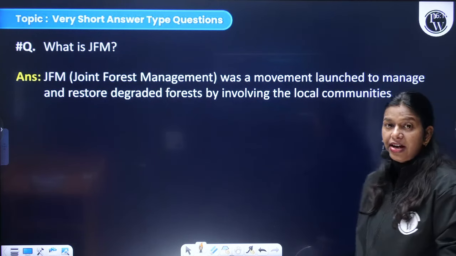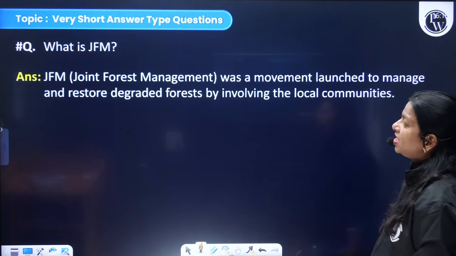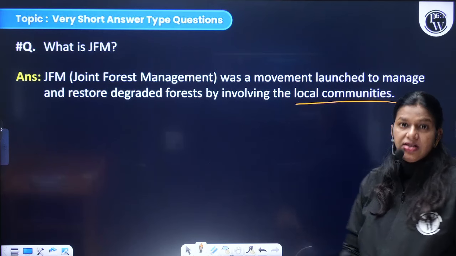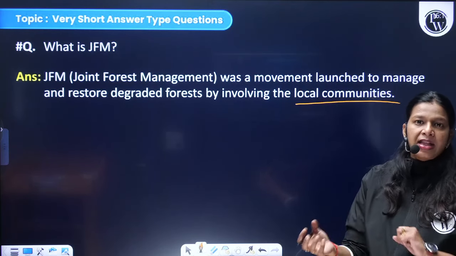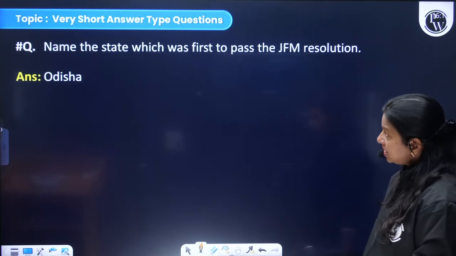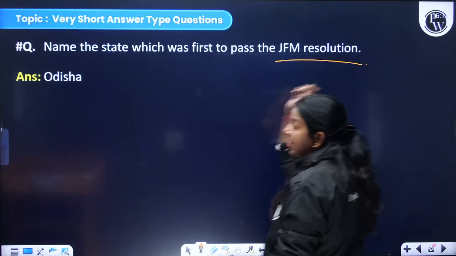What is JFM? This is Joint Forest Management. It was a movement launched to manage and restore degraded forests by involving the local communities. So it was a government and community act in a joint manner. Name the state which was first to pass the Joint Forest Management resolution. It was Odisha.